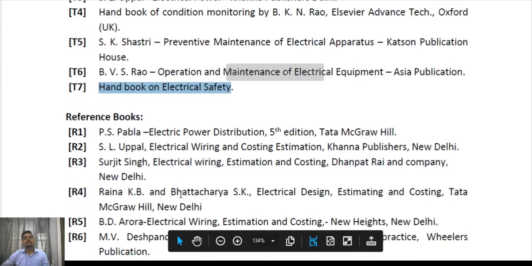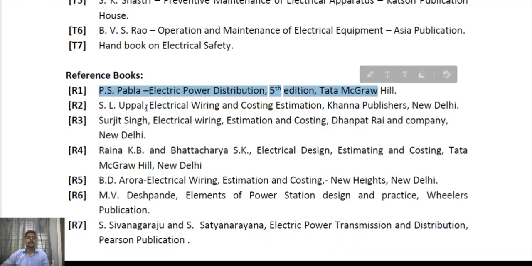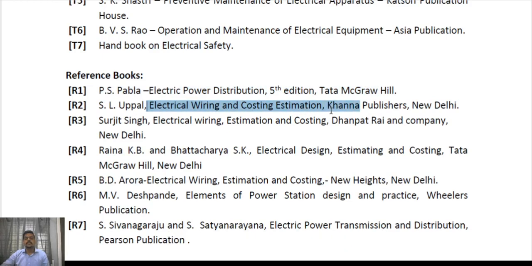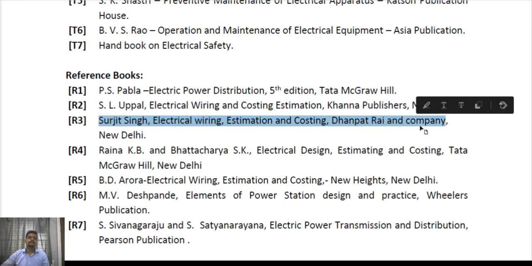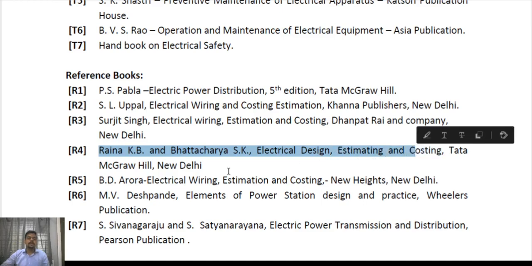So we can go for the reference also. These are the reference books. P. S. Pabla, Electric Power Distribution, 5th edition, by Tata McGraw-Hill. S. L. Uppal, Electrical Wiring and Costing Estimation, Khanna Publishers, New Delhi. Surjit Singh, Electrical Wiring, Estimation and Costing, Dhanpat Rai Publication and Company. The next reference book is by Raina K. B. and Bhattacharya S. K. The name of the book is Electrical Design, Estimation and Costing, by Tata McGraw-Hill, New Delhi.